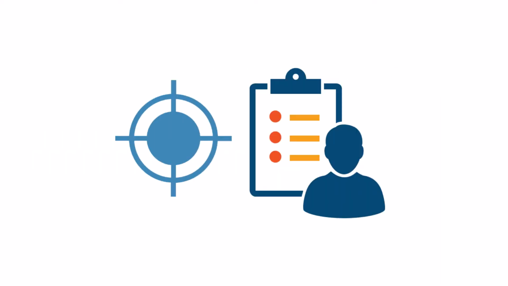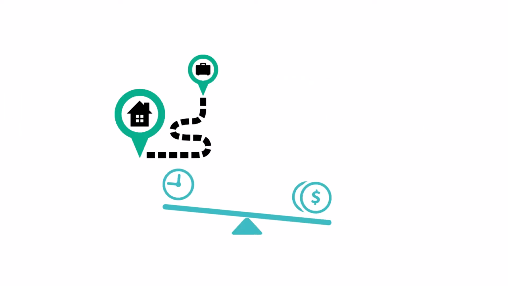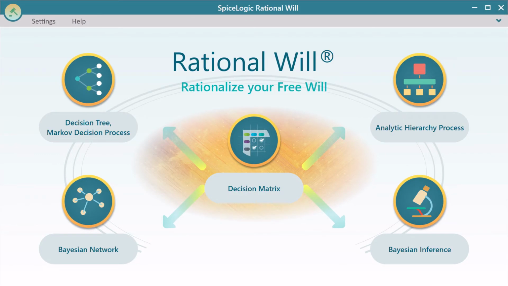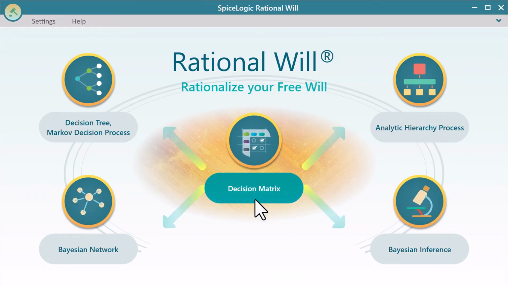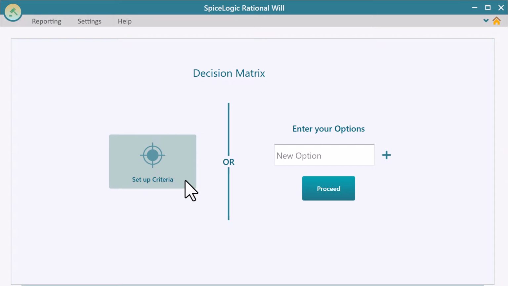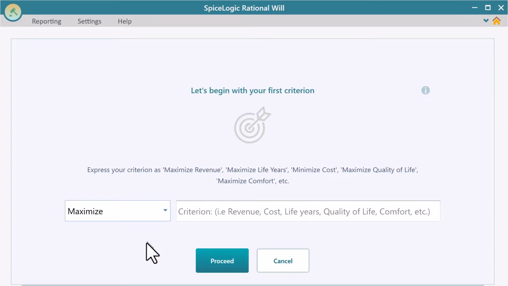You must have some objectives, like the job that pays more salary is more likable. The position that is closer to your home is preferable than another one which is very far from your home. Start the Rational Will application and click the Decision Matrix button. Okay, here we will define our first criteria.